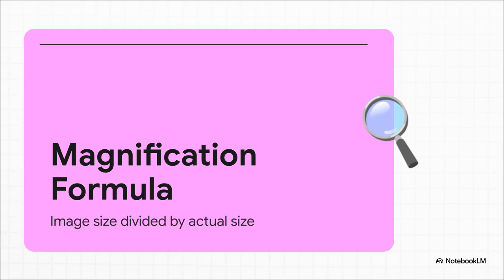For example, say you have a drawing of a root hair cell that's 4.5 centimeters long on your page, but its actual, real-world size is just 1.5 millimeters. You simply divide the image size by the actual size to find out exactly how much the microscope scaled it up. It's a super vital tool that lets scientists accurately map out this microscopic universe.